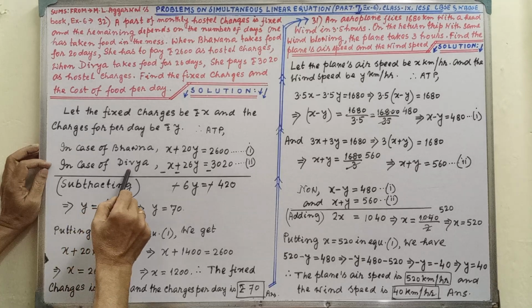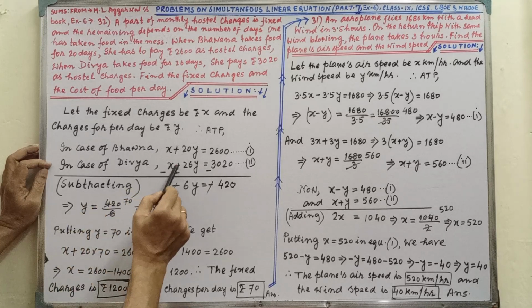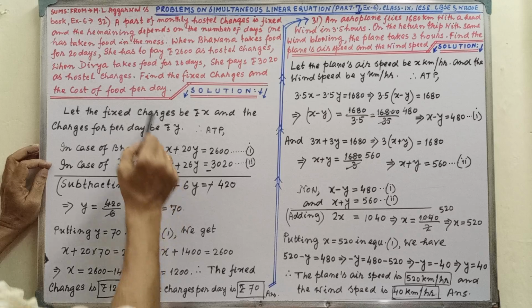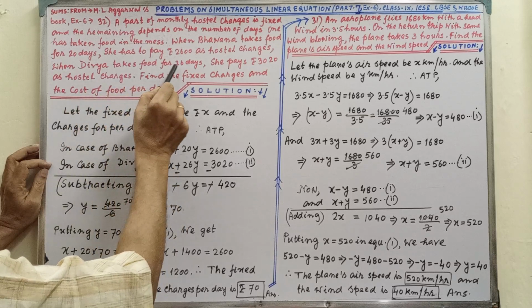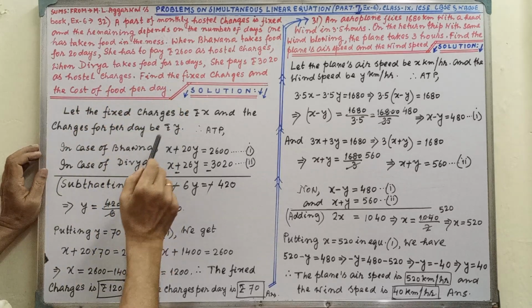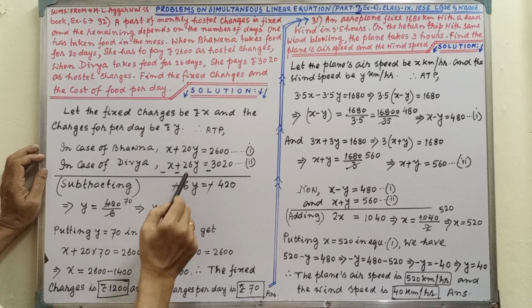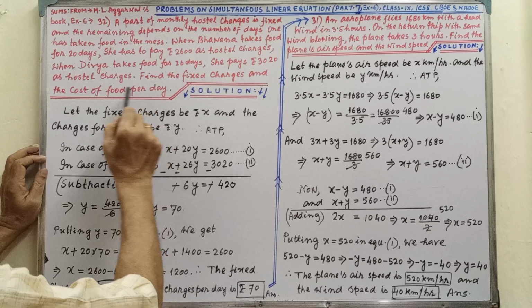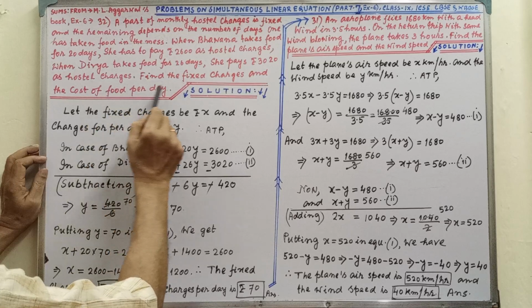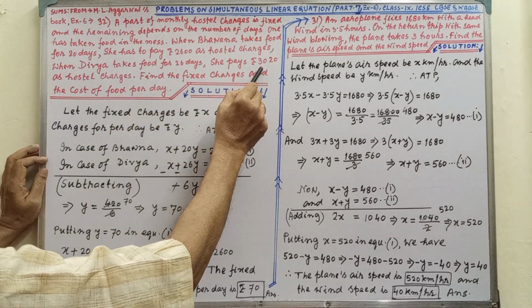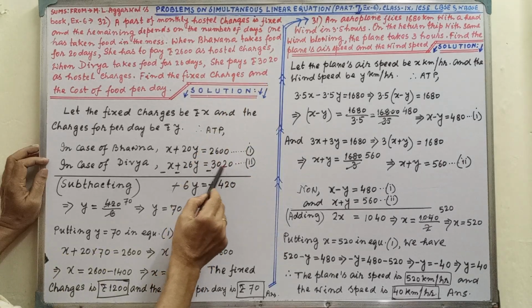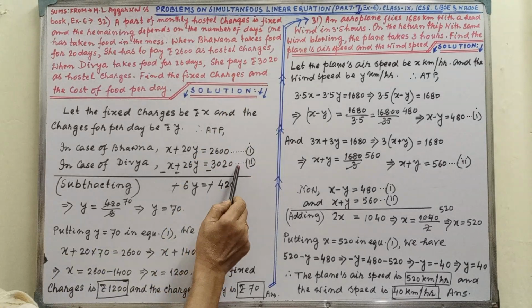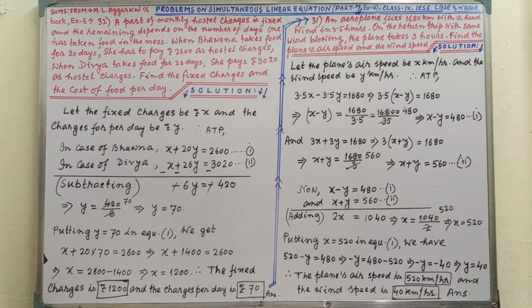In the case of Divya, the fixed charge is x, and for 26 days the per day charge is y, so 26 into y, and she paid rupees 3020 for this. So this is denoted by 2.